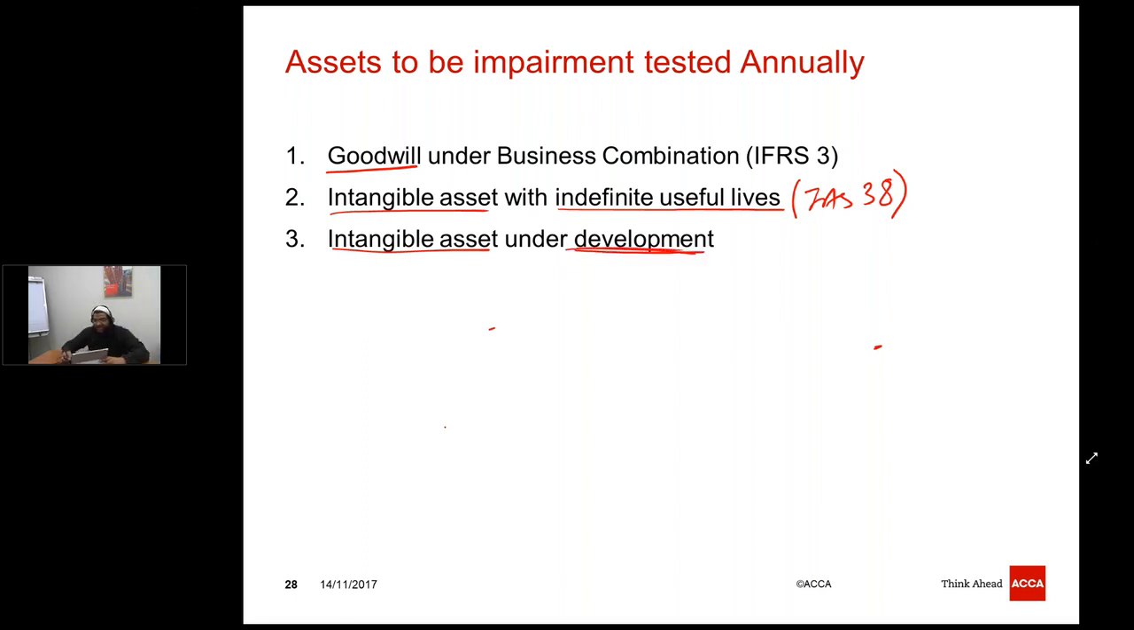If there is an intangible asset which we are still developing, that should also be tested for impairment annually, because ups and downs come during the development phase. Sometimes we are highly motivated that this is a good project. Sometimes we say, what have we done? And then we say, no, this was a good decision. And then we say, oh, I think not. And then we say, yes, we can do it. And then we say, oh, the competitor has done it. So there are ups and downs. So during the development phase, the standard requires the impairment testing to be done at each year end.